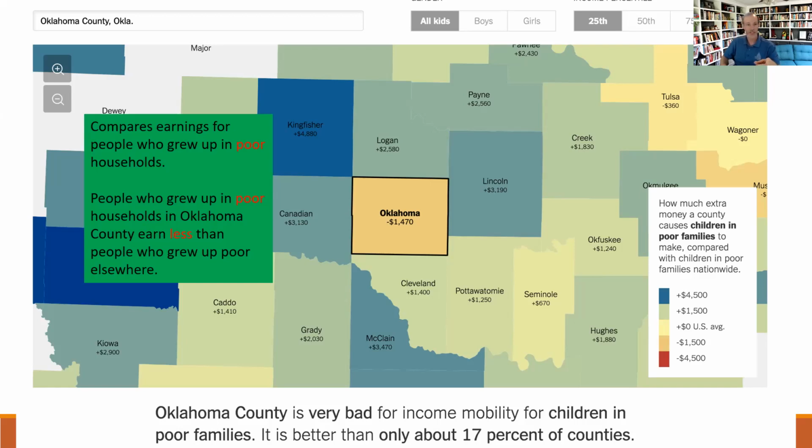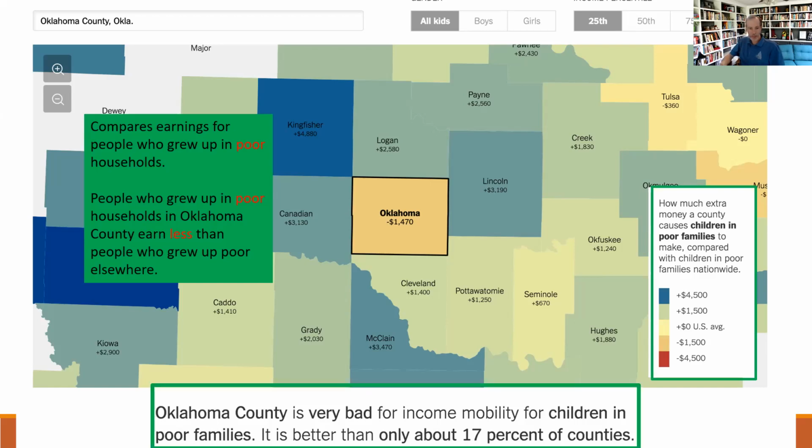Kingfisher County, turns out it is, right? People who are born in poor households in Kingfisher County actually earn much more money than people who were born in poor households elsewhere. So Oklahoma County is generally bad for income and mobility for children born in poor families. If we compare it across the entire country, it's better than only about 17% of counties. So it's not very good.